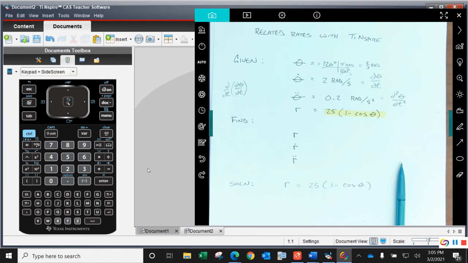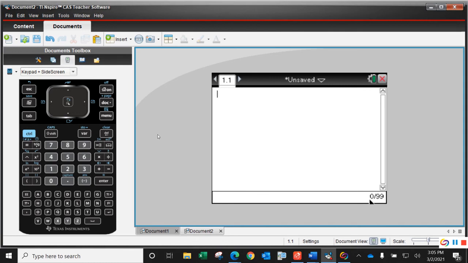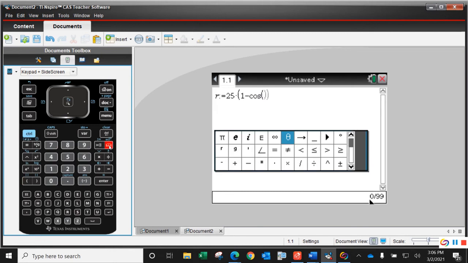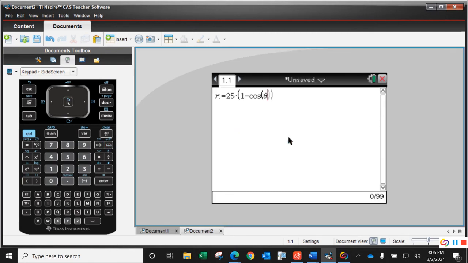I'm going to take this function r and I'm going to declare it in my TI-Nspire. I'll hit control and then define it as, and let's just type it in, 25 times, and then I'll put in parentheses 1 minus cosine of theta. And I'll include theta, control, come over here and I'll find theta, what's right here, convenient, and one more parenthesis. When I hit enter now, it has defined r. So when I wish to evaluate r at some value, I can make that statement.